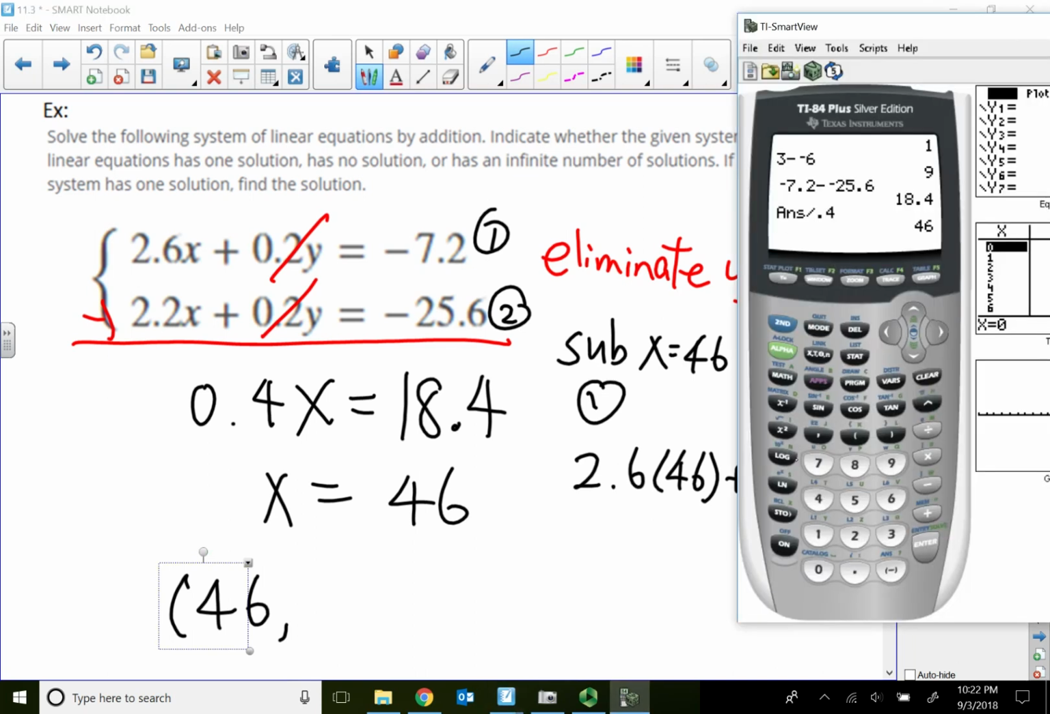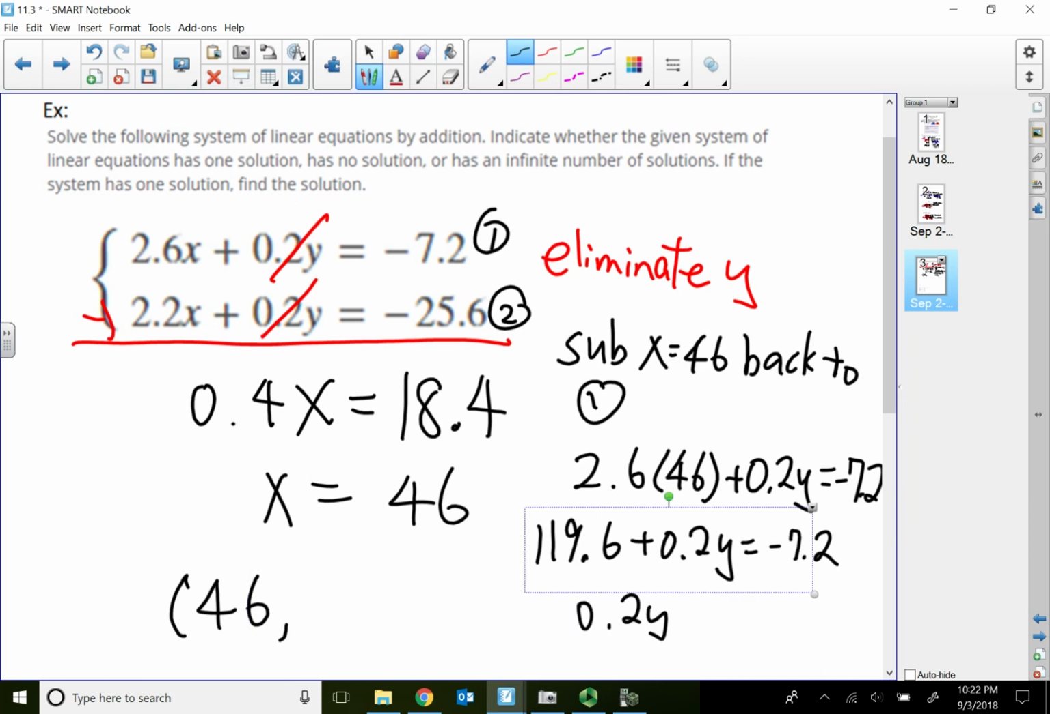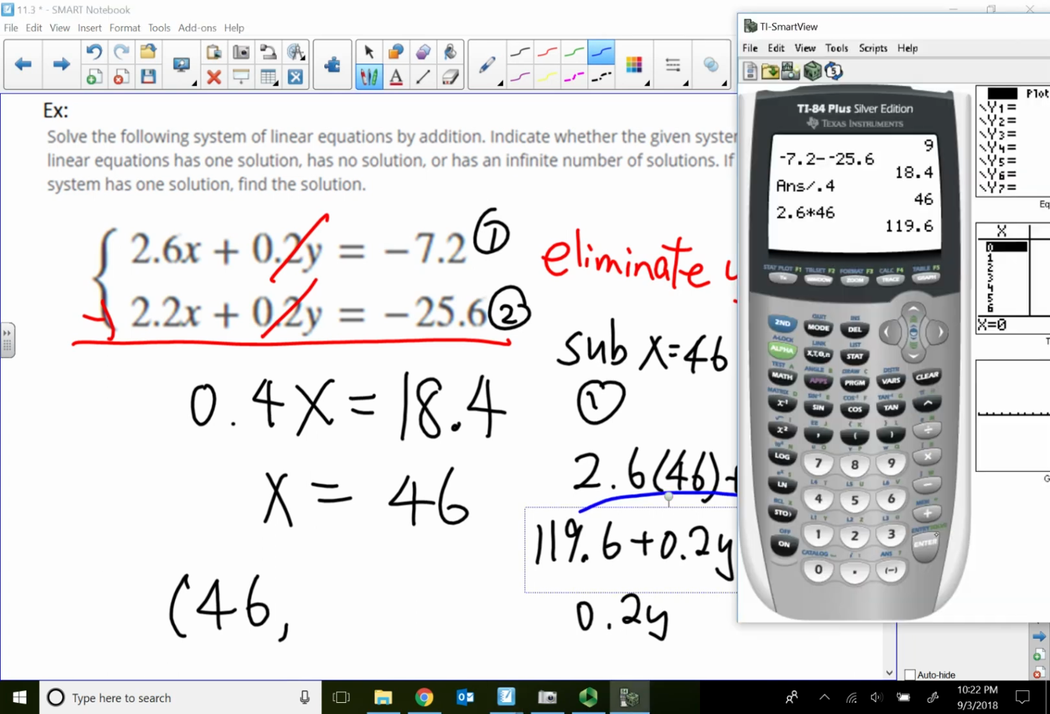So 2.6 times 46 is 119.6, plus 0.2y equal to negative 7.2. I'm going to move the positive 119.6 to the other side, and it becomes negative. So negative 7.2 was there already, and now the 119.6 comes over and becomes negative. That will be negative 7.2 minus 119.6, which is negative 126.8.